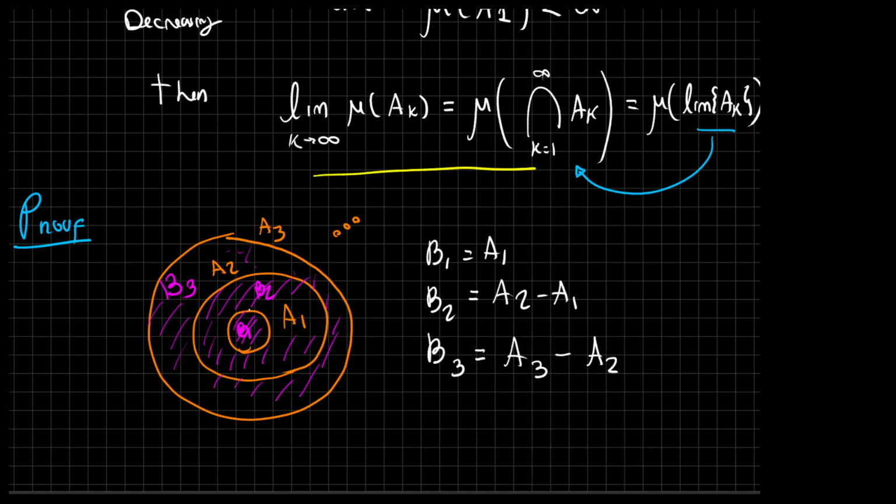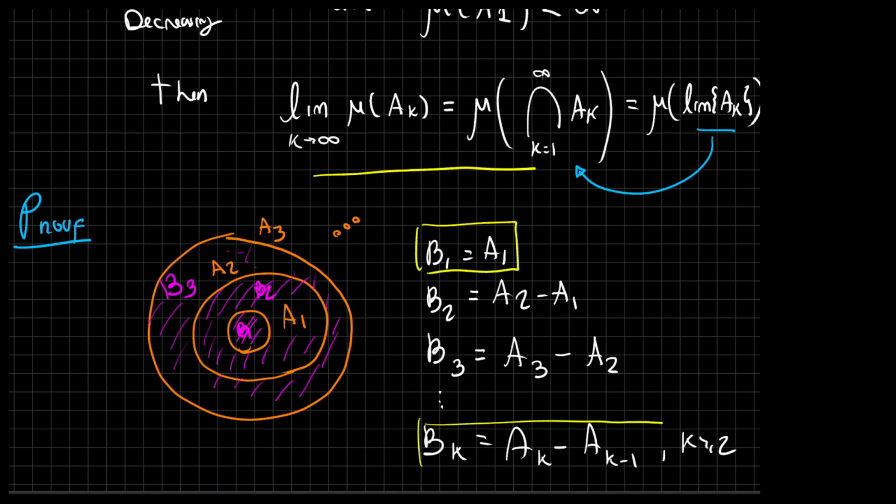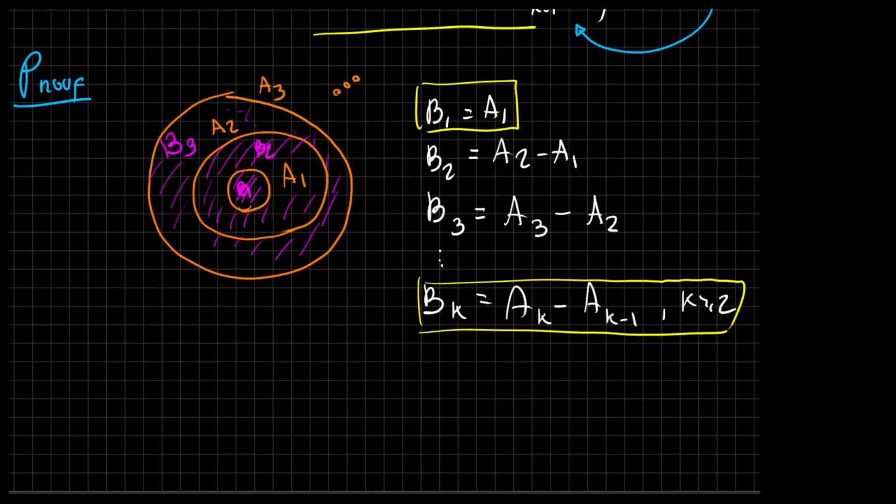And this is because it is an increasing sequence, so A2 already contains everything that was before A2. And in general, Vk will be equal to Ak minus A(k-1) whenever k is greater or equal than 2. So these two terms here define our family, and this will be a pairwise disjoint family.